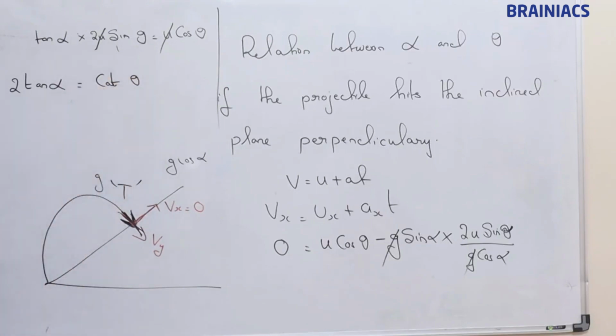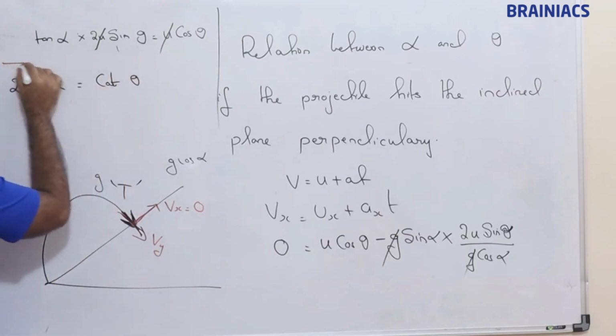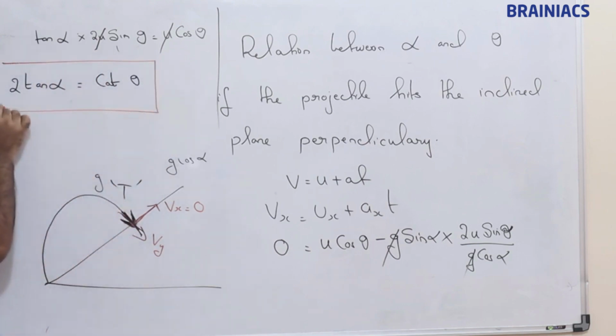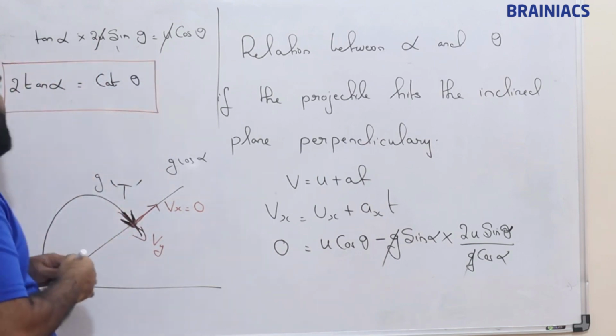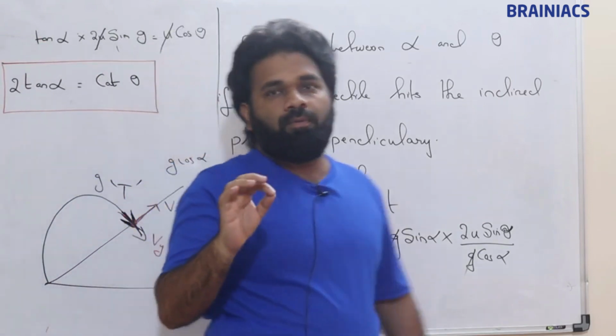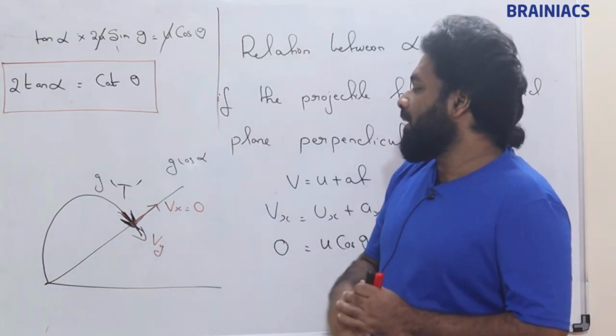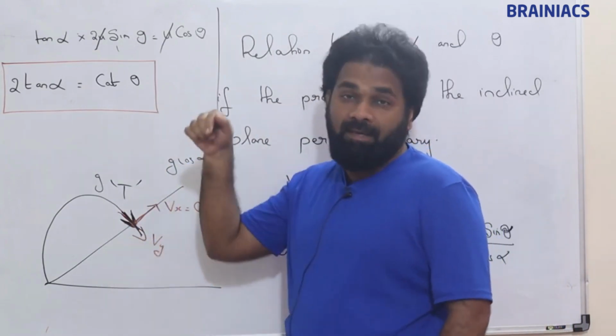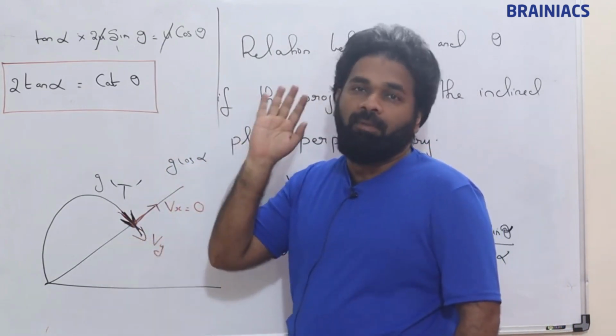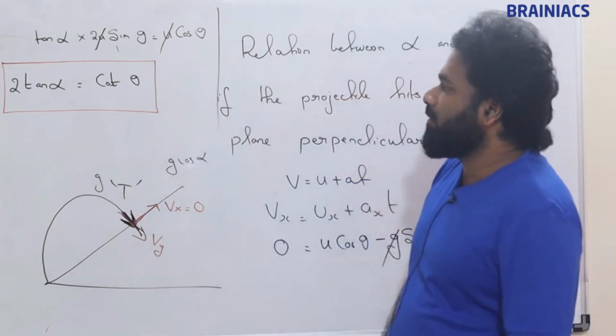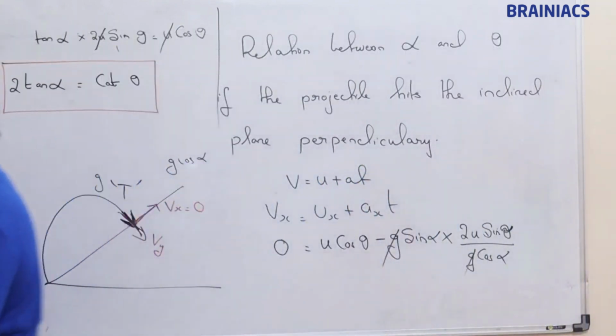So this is the relation between the angle of inclination and the angle of projection if the projectile hits the inclined plane in the perpendicular direction. Okay, so remember this relation, note it down.